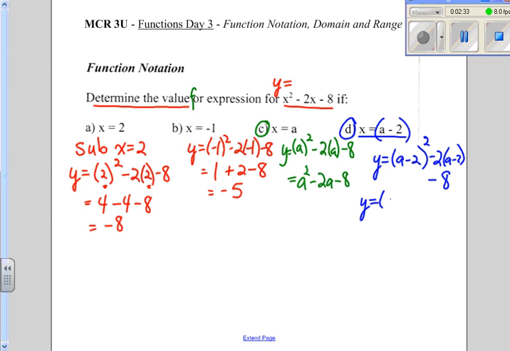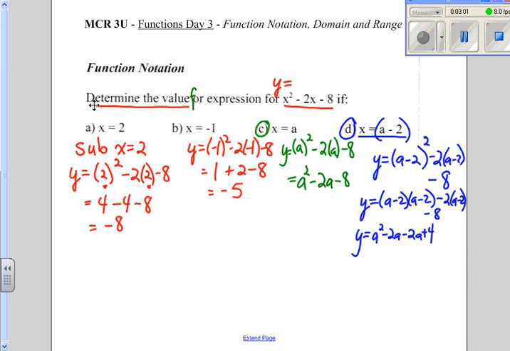X equals a minus 2 squared means a minus 2 times a minus 2. Take away 2 times a minus 2. I'm sorry, I'm running out of space. Take away 8. We'll put him in the end. Y equals. From last year, we know a minus 2 times a minus 2 is a FOIL. I end up with a squared minus 2a minus 2a plus 4.